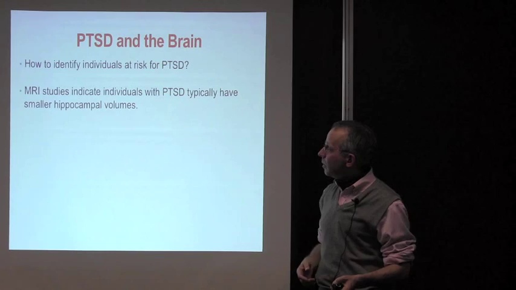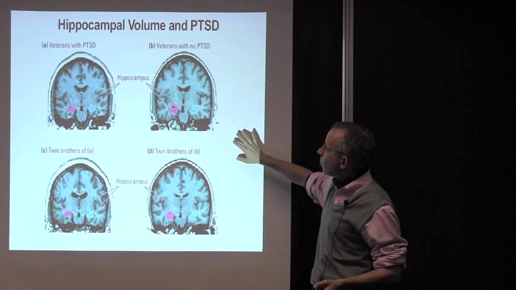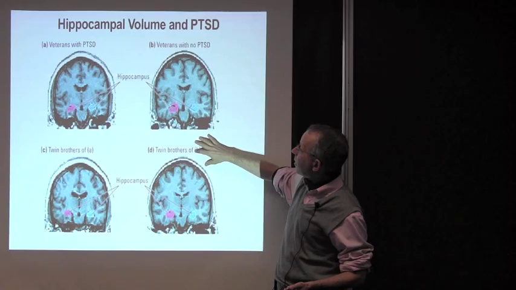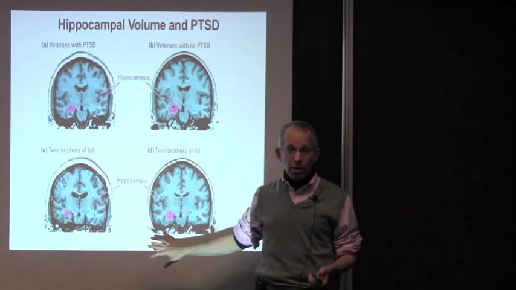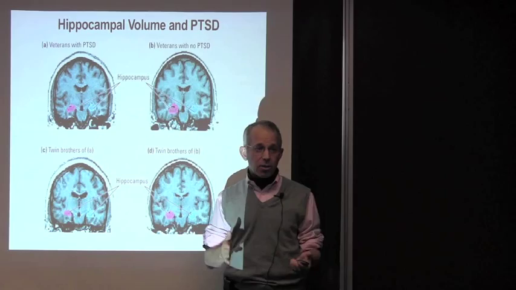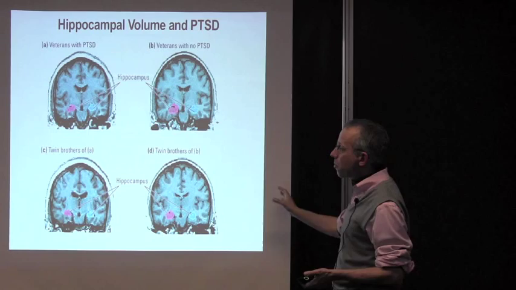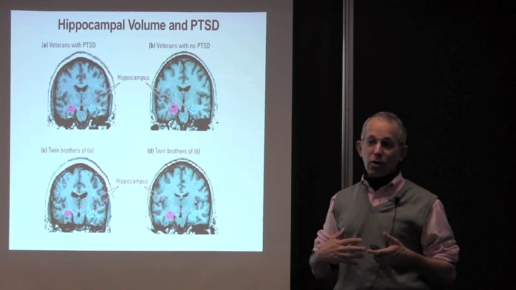And MRI studies indicate that individuals with PTSD typically have smaller hippocampal volumes. There's a study by Mark Gilbertson and Scott Orr, with whom we've worked in our lab, that shows that not only do veterans with PTSD have a smaller hippocampus, but their twins, who never went to war, also have a smaller hippocampus. People had long thought that a small hippocampus was a consequence of PTSD. These twin studies involve two brothers, one of whom went to the Vietnam War and developed PTSD, the other twin stayed home and became a psychologist or an accountant and didn't have PTSD. Turns out both of them have small hippocampuses. So the idea is that a small hippocampus doesn't cause PTSD, but it puts you at risk for PTSD if you're then exposed to a traumatic event.